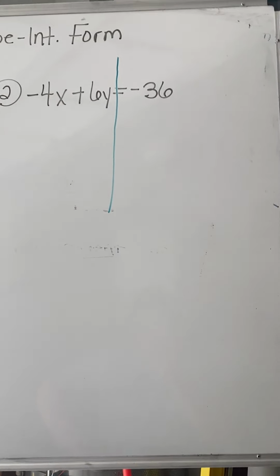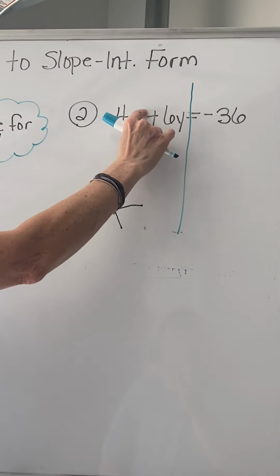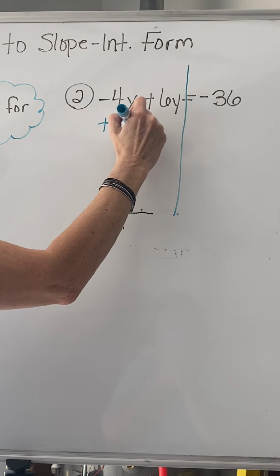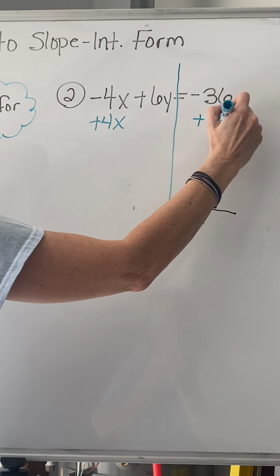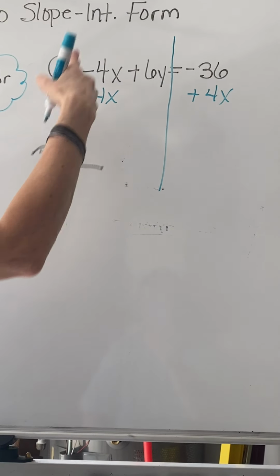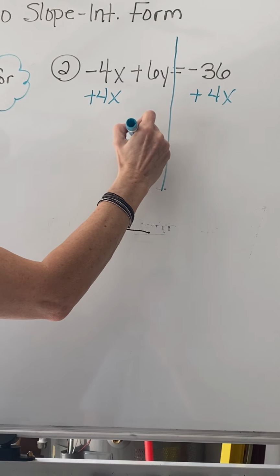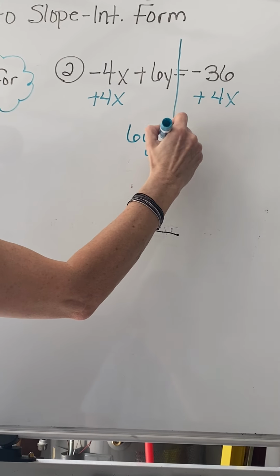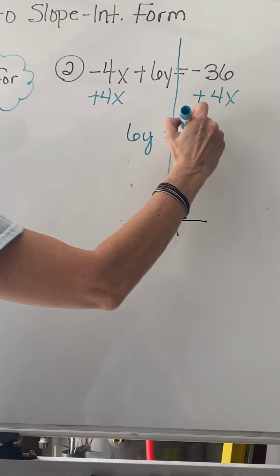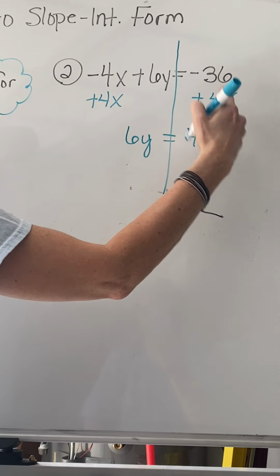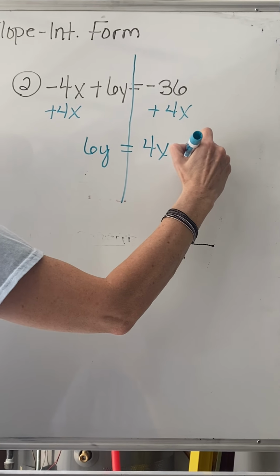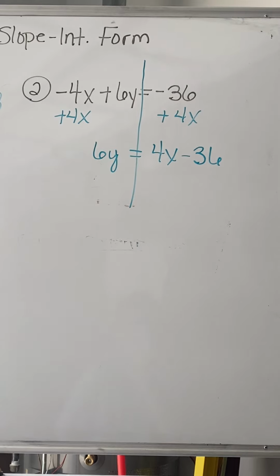All right, one more example. So I want to get y by itself. I'm going to move this entire term that has the x first, and I can move it to the other side by adding it. I've got to do the opposite operation in order to move it to the other side. So negative 4x plus 4x, that cancels out. I'm left with 6y on this side. I want to write it with my x term first, so I'm going to put 4x because it's positive 4x. That is a negative 36, so that's going to translate to minus 36.